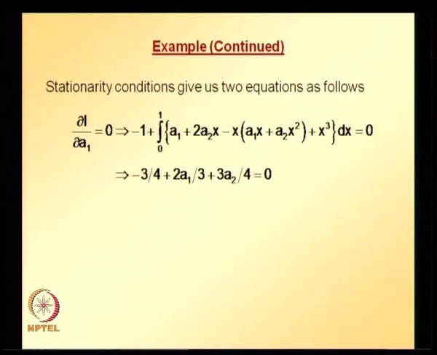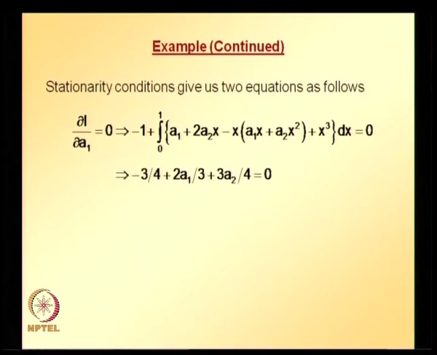And what we have is the variation of I is equal to 0, that is possible only if the partial derivative of I with respect to the unknown coefficients that you have in I is equal to 0 independently. If you have n unknown coefficients, then the partial derivative of I with respect to each of these n unknown coefficients should be independently equal to 0. Here we have two unknown coefficients a1 and a2.